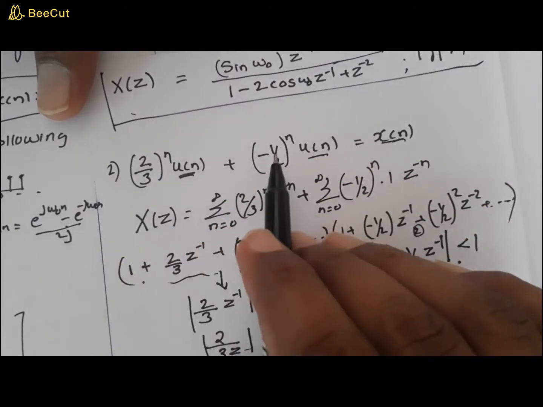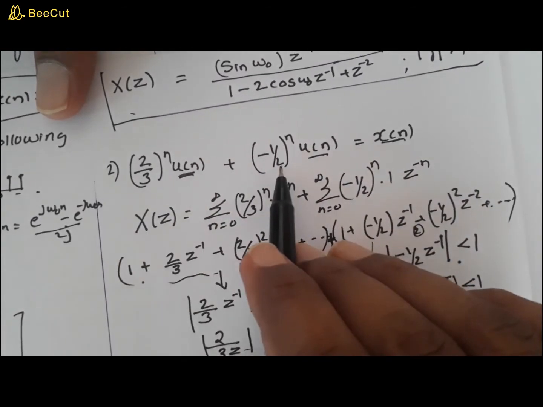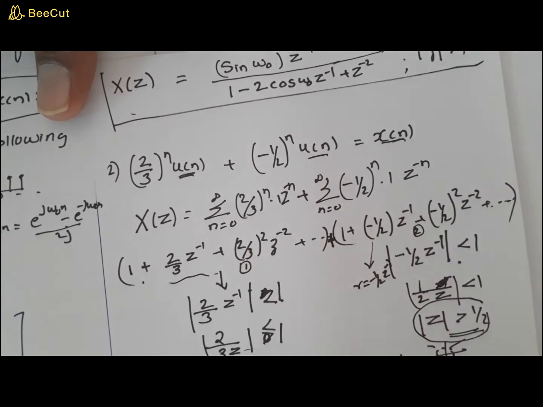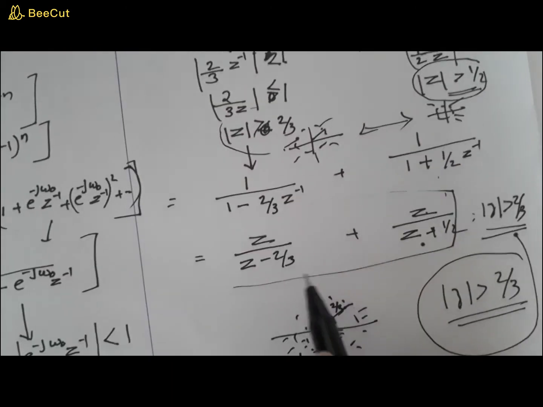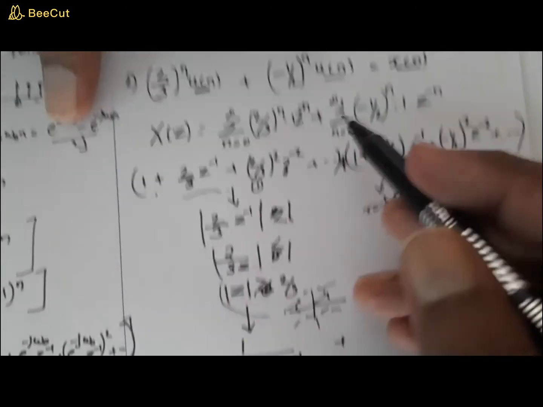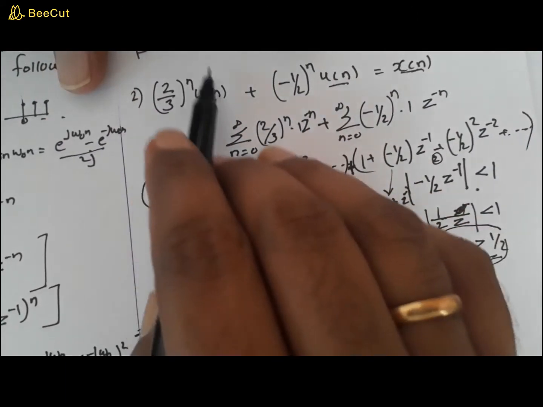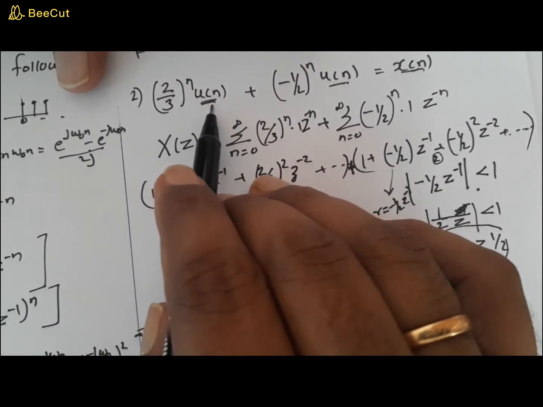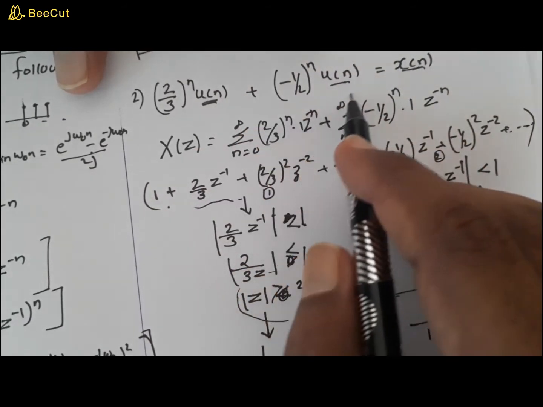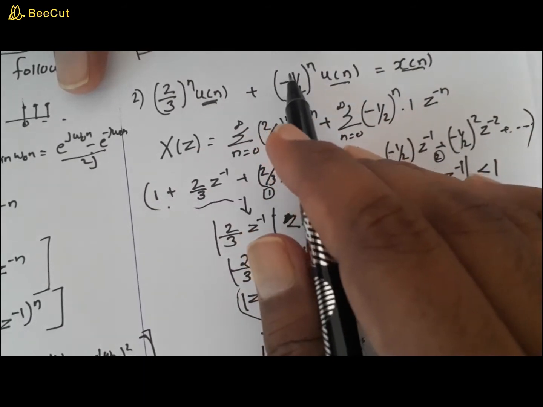So instead of a, it will be 2/3. In this case it will be minus half. Now if you already know this standard result, you don't have to go through this method. Now applying the linearity property, you can take the sum of the Z transform of this plus the Z transform of this.